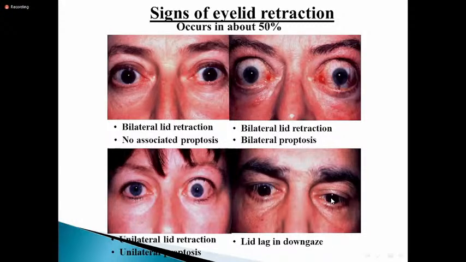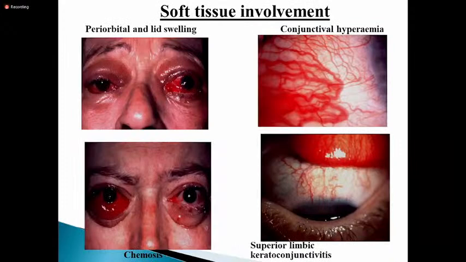They also develop a lid lag in down gaze. When the patient tries to look down, like in this case, you can see on the left eye, when the patient looks down, the upper eyelid follows the eyeball down. That's the ideal way. But on the right eye, the patient is still looking down, but the upper eyelid has been left up. That is called lid lag on down gaze.